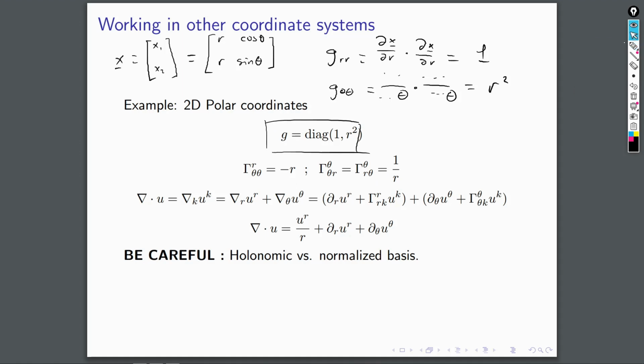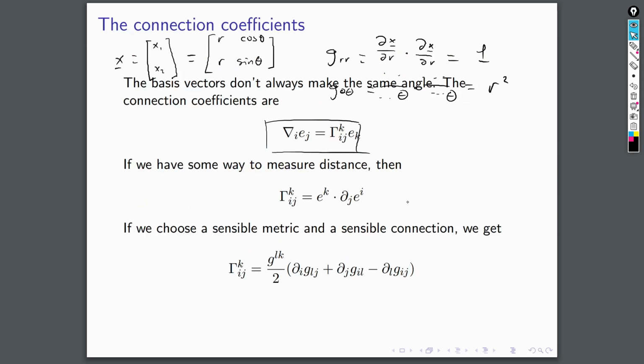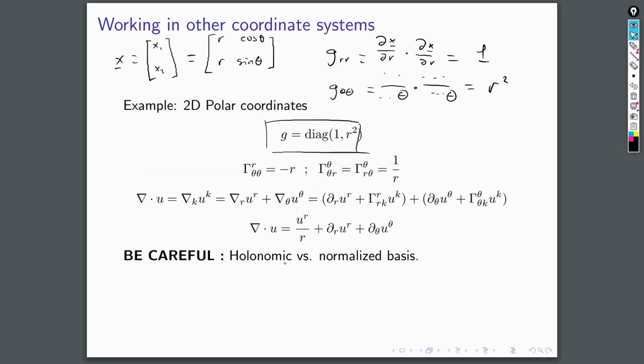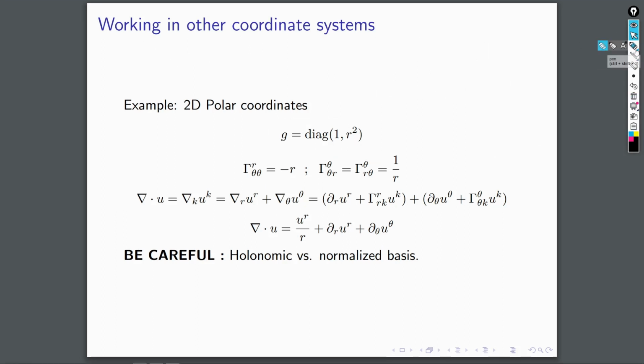All right, and then from that very important formula before, we are able to work out the Christoffel symbols. And then from the Christoffel symbols, we are able to build our covariant derivatives, right? And from that, we can, for instance, very quickly get a formula for the divergence, okay? But I must warn you, okay, that we need to be careful with bases.